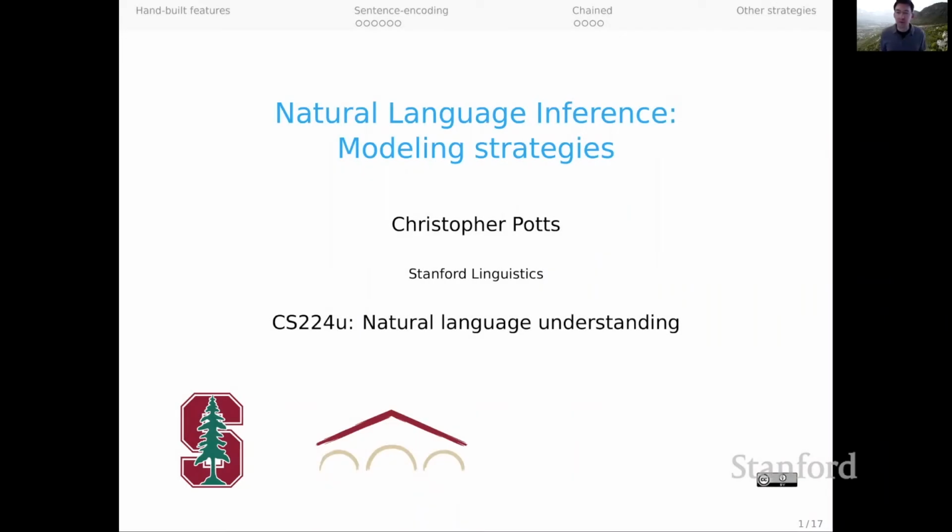Welcome, everyone. This is part 4 in our series on natural language inference. We're going to be talking about different modeling strategies.